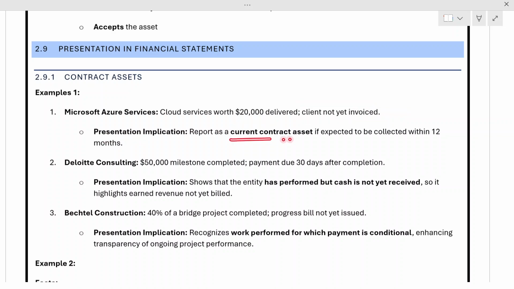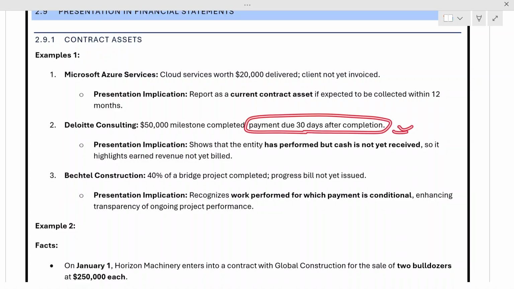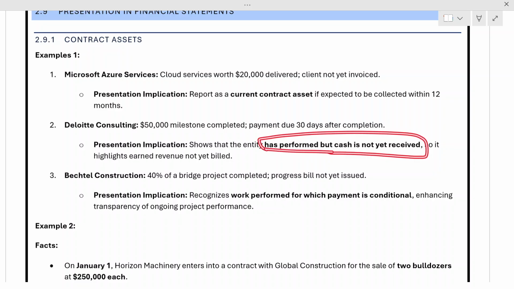It will be shown as a current contract asset if the payment is going to be received within 12 months, that is, your current assets. Let's take another example of Deloitte Consulting, which has created $50,000 of milestone, and the payment is due 30 days after the completion of service. In this case as well, the presentation implication will be simple: the entity has performed their work but the cash has not been received. They will be showing it as a contract asset to be received within 12 months, then it will be a current contract asset.